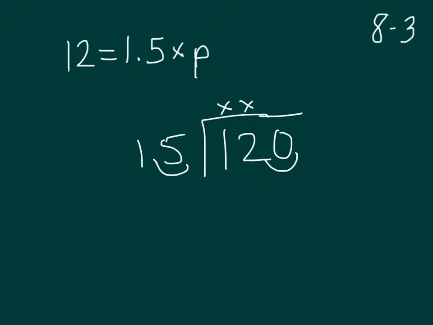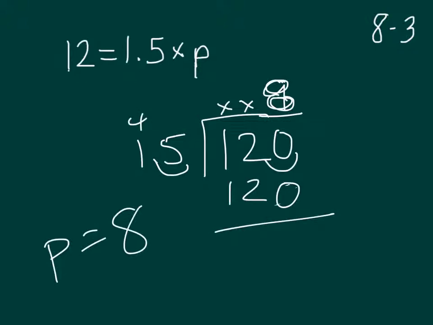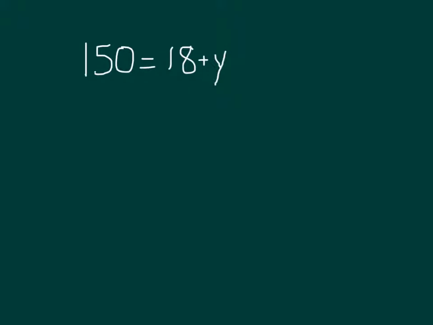And if we think, I'm going to go all the way up to 9 just to see. I have 45. Oops, that's going to be too high because that's going to be 135. So I'm going to change my 9 to an 8. 8 times 5 is 40. Oh, right on the money. So P equals 8.